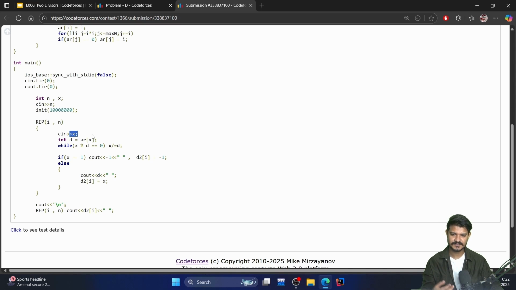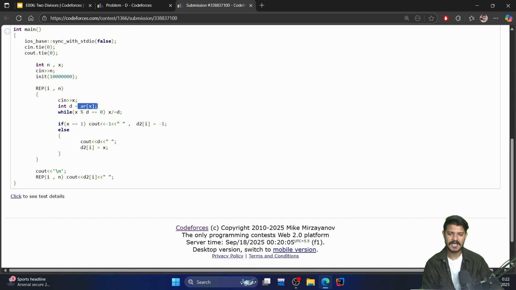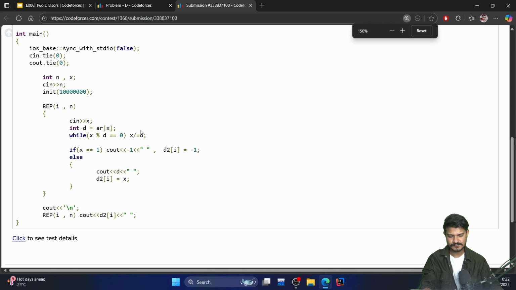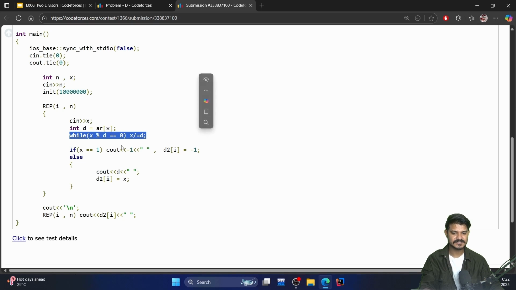I'll read x, then I'll get its smallest prime factor. In this case, d. When we were discussing in the slides, it was p, right? So it is the smallest prime factor of x for which we are calculating two divisors. One of the divisors is d itself, and the other divisor is obtained by dividing x as long as you can with d. That's exactly what I'm doing here.